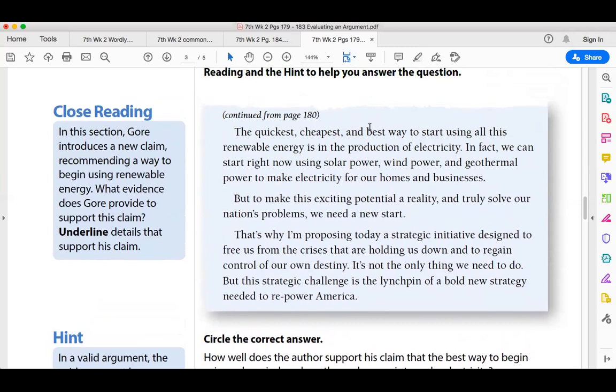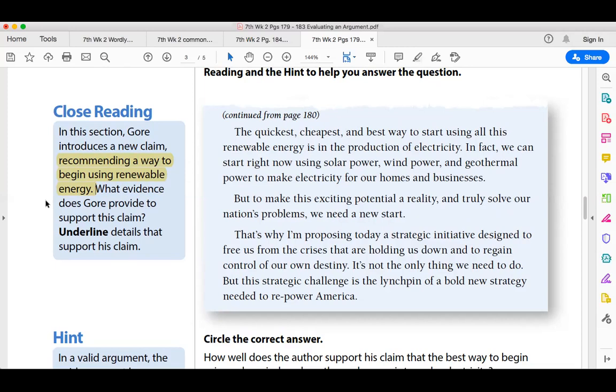So let's go through. What I want you to do is read this. While you're reading in this section, Gore introduces a new claim, recommending a way to begin using renewable energy. What evidence does Gore provide to support this claim? Underline details that support the claim. Now, the claim is here, okay? He's recommending a way to begin using renewable energy. So that's his claim. Where is the evidence? Underline the evidence. There are two: one in the first paragraph and one in the third paragraph. So go ahead.